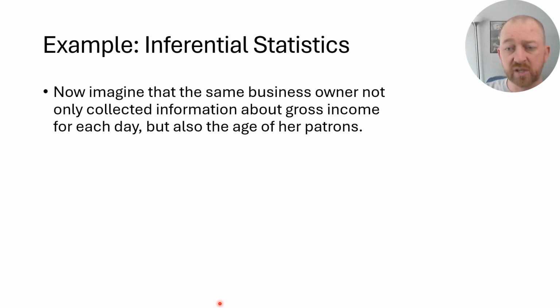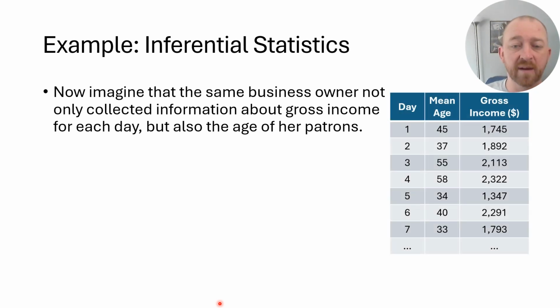So in other words, what she might do is a little survey of the people who come in. She writes down the gross expenditure, and she also asks people their ages, and says, I'm just going to aggregate the data, meaning I'll just use the means here. So let's say that she did that. It might look something like this.